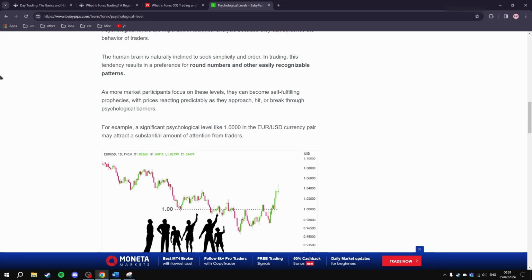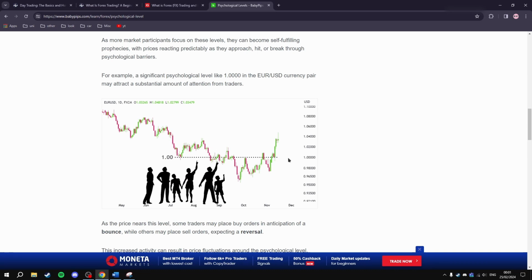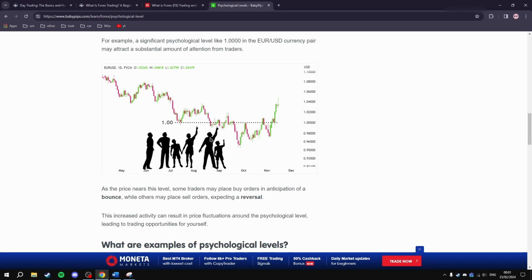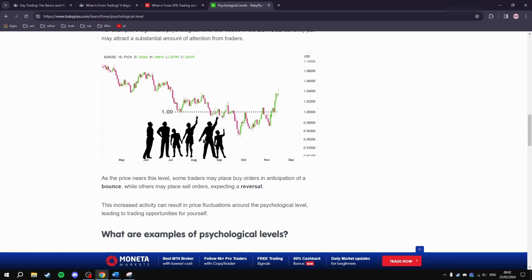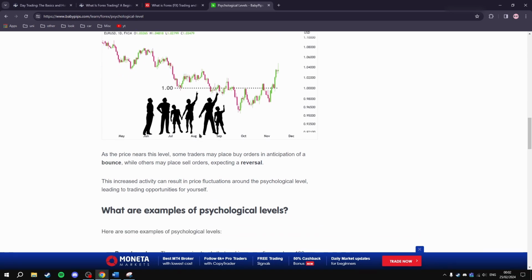For example, a significant psychological level like 1.0000 in the EUR/USD currency pair may attract a substantial amount of attention from traders. So this bit here. As the price nears this level, some traders may place buy orders in anticipation of a bounce, whilst others may place sell orders expecting a reversal. This increased activity can result in price fluctuations around the psychological level, leading to trading opportunities for yourself.